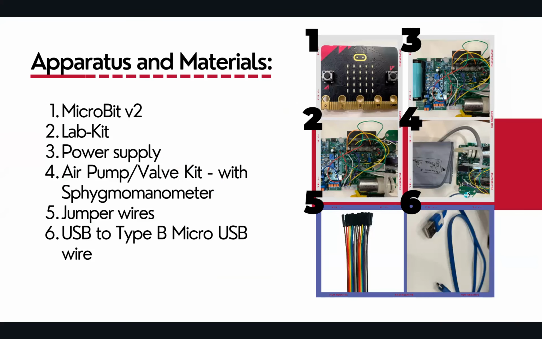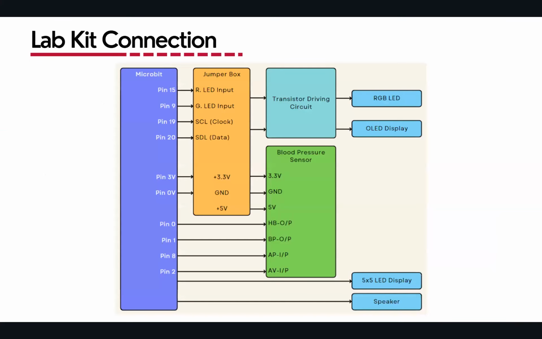The apparatus and materials that we used are micro:bit version 2, lab kit, power supply, air pump or valve kit connected with the sphygmomanometer, jumper wires, and USB Type-B cable. Next, I'm going to explain the lab kit connection. We use three devices, which are the micro:bit, the lab kit or jumper box, and the blood pressure sensor.